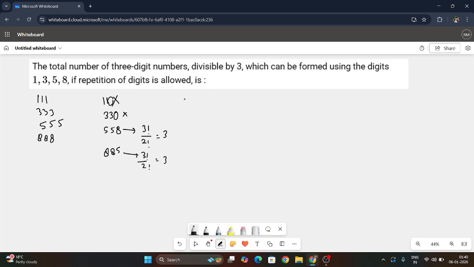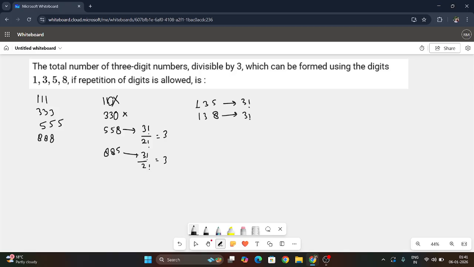Okay. What you can do? Now let's take only 1, 1 and any other number. 1, 3. Okay. Take 1, 3, 5. 1 plus 3 is 4. 4 plus 5 is 9. Okay. So this can be arranged in 3 factorial ways. Now take 1, 3, 8.